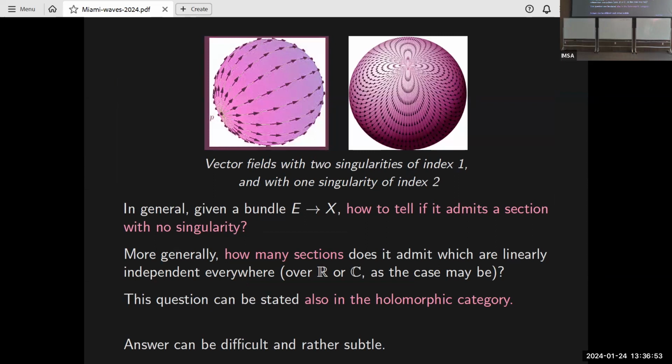Okay. So in general, we know how to tell if a bundle admits a section with no singularity. That's well understood. But more generally, how many sections does it admit which are linearly independent everywhere over R, over C, or even holomorphically if you are in the holomorphic category? This is a question that can be difficult and is rather unsolved. Let me give an example.